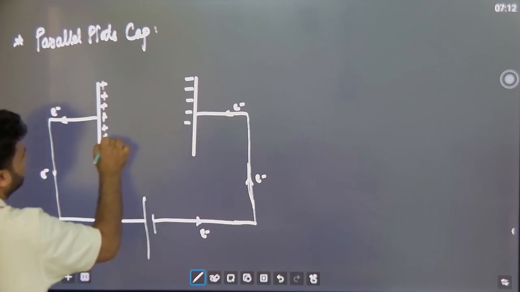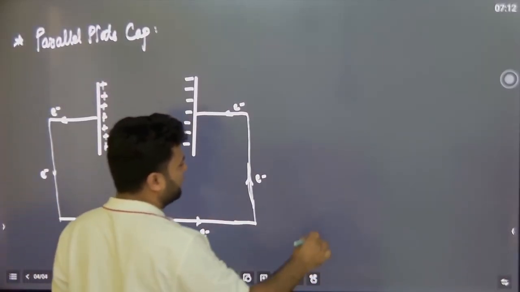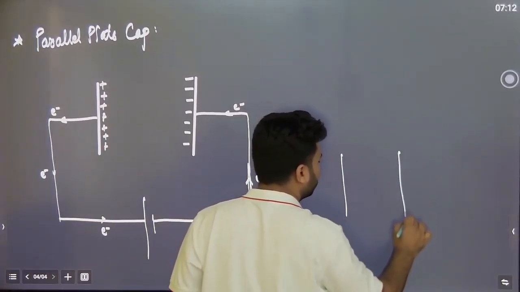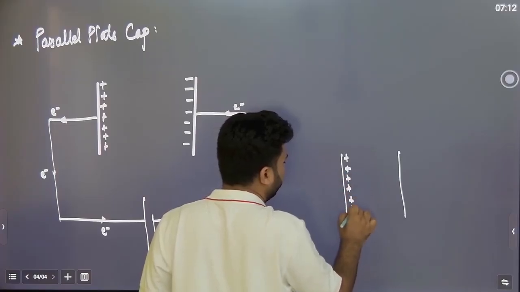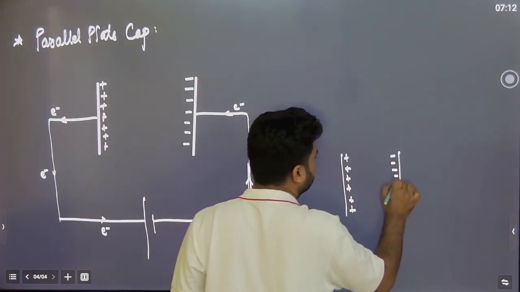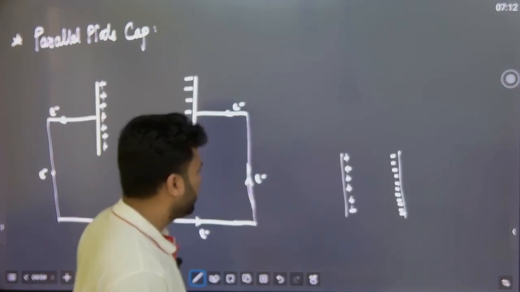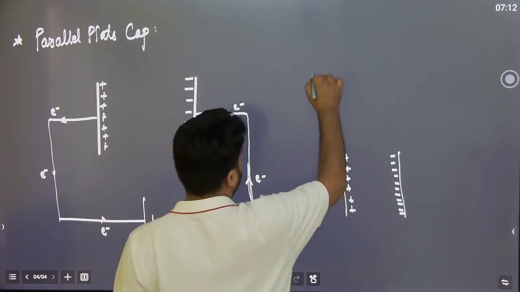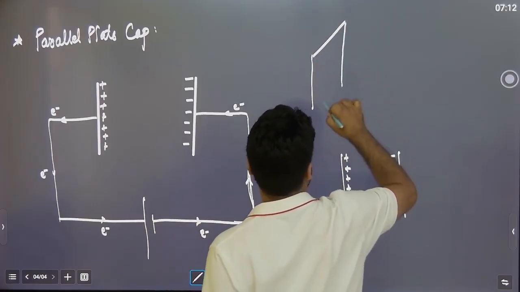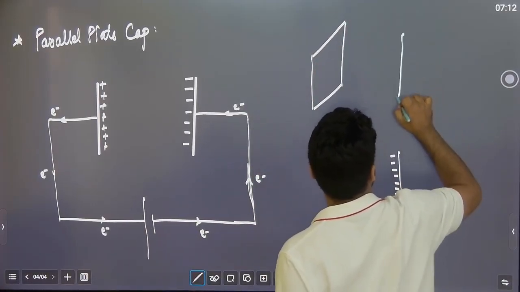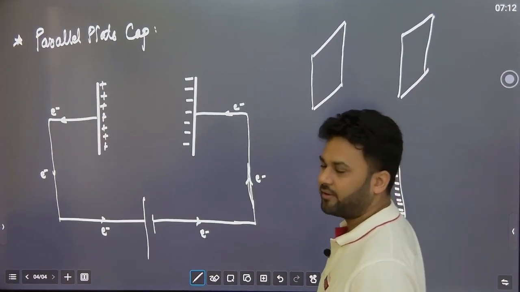So this is a parallel plate capacitor. Parallel plate capacitor means you will have two plates. One plate will be positively charged and one plate will be negatively charged. These plates now, this is a 2D figure. These plates are like this.